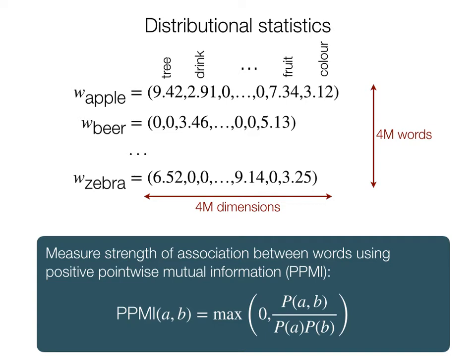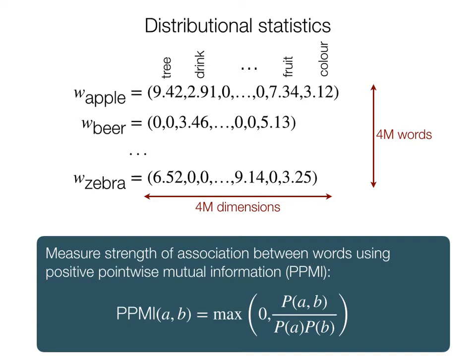For example, if you have a word like apple, then that word often co-occurs with tree. So in the vector representation of apple, the coordinate corresponding to tree, we would expect to see a high value. Similarly, we would expect to see high values for fruit and other words that are related to apple. And the same for other words.